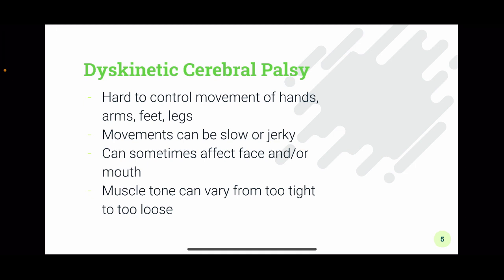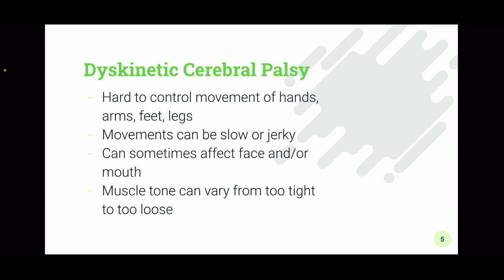And then the second type is dyskinetic CP. If you have dyskinetic CP, it may be hard for you to control the movement of hands, arms, feet, and legs. And movements can vary, so they can either be really slow or the opposite. They can be really jerky, fast, sudden movements. And also it can sometimes affect the face and or mouth, which makes it hard to swallow and talk.